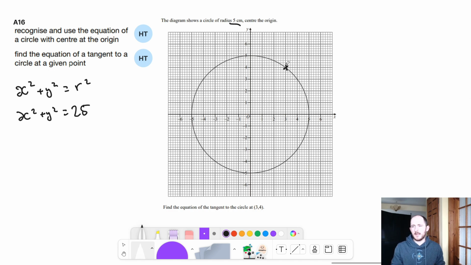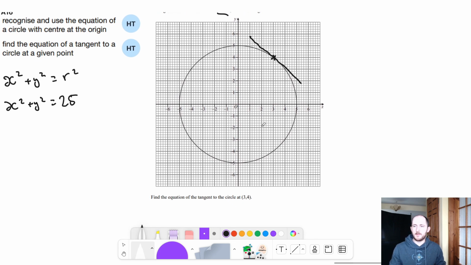Now, if I were to draw a tangent, you might notice I'm not caring about doing it with a straight line. Why? Because in a lot of exam questions, you don't get an accurate drawing anyway. So I'm going to show you how to do this without an accurate drawing because I'm a nice guy like that. The key thing to remember is that the radius and the tangent are always perpendicular to each other. So if I work out the gradient of the radius, I can negative reciprocal it to find the gradient of the tangent.